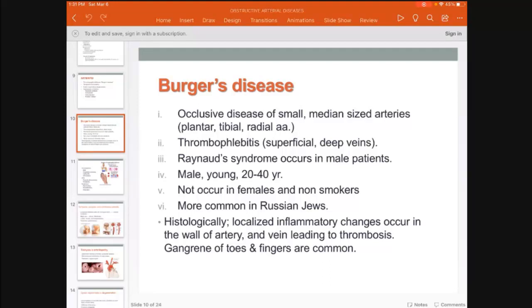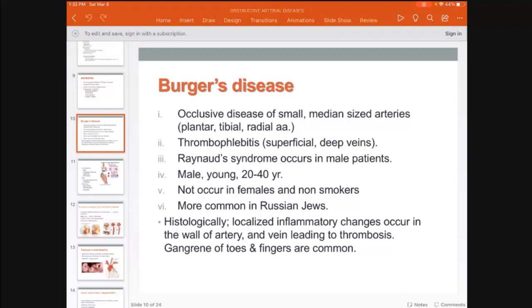Buerger's disease can affect the upper part, yes, also it can affect the upper part. It is more common in males. Now it may be unequal, because previously the most important etiology of Buerger's disease was smoking. Male, young age, 20 to 40 years. This is the age incidence of Buerger's disease. It was said not to occur in females because they were non-smokers. This is wrong. I think now females smoke more than males.